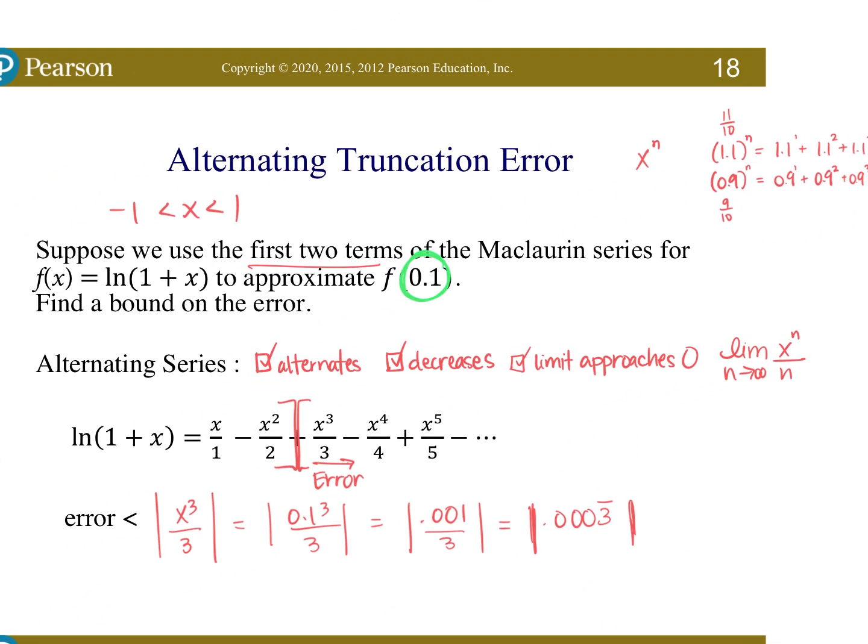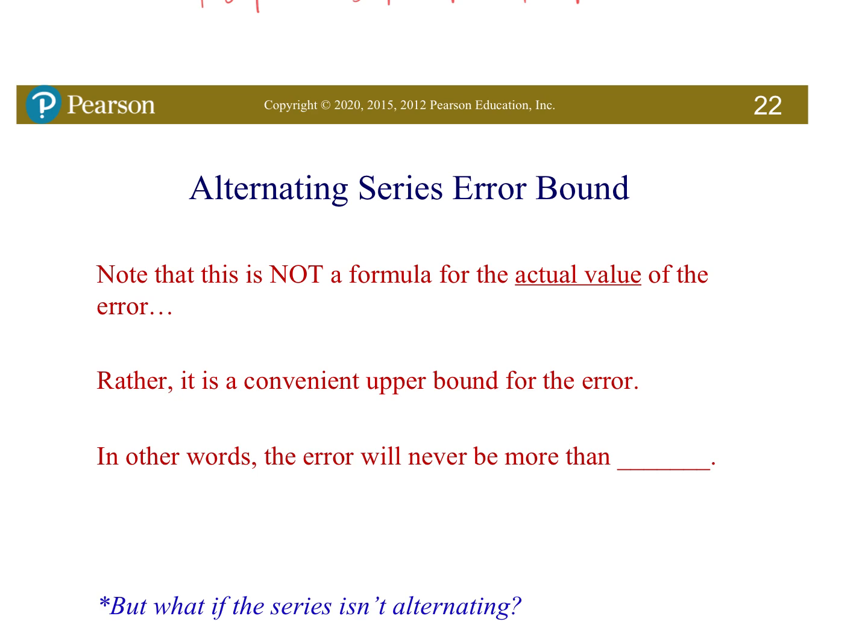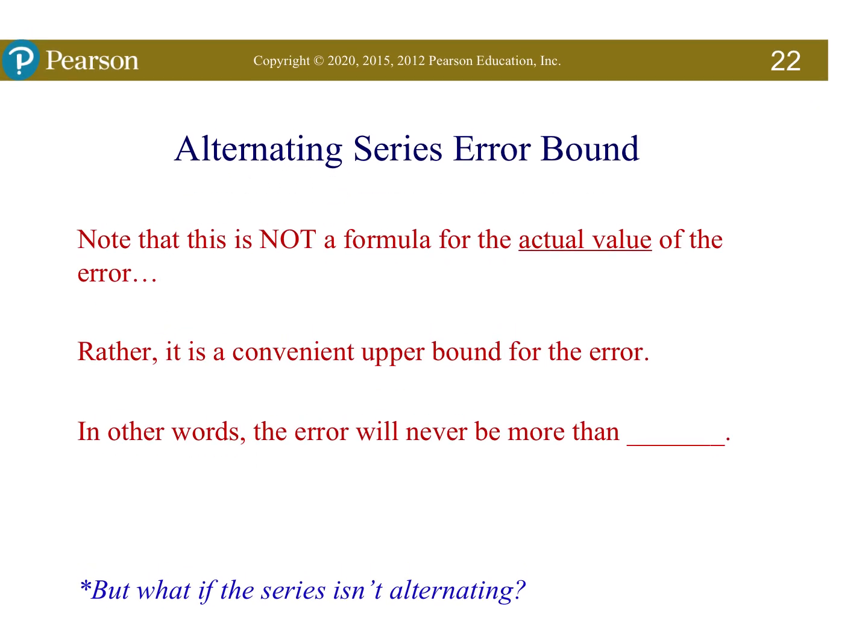Okay, so our error, the most it will ever be, is 0.0003 repeating. It will never be any bigger than that. So again, just to emphasize, this is not a formula for the actual error. It is an upper limit. It will never be more than that. It's a really important thing. Absolute value of a sub k plus 1.